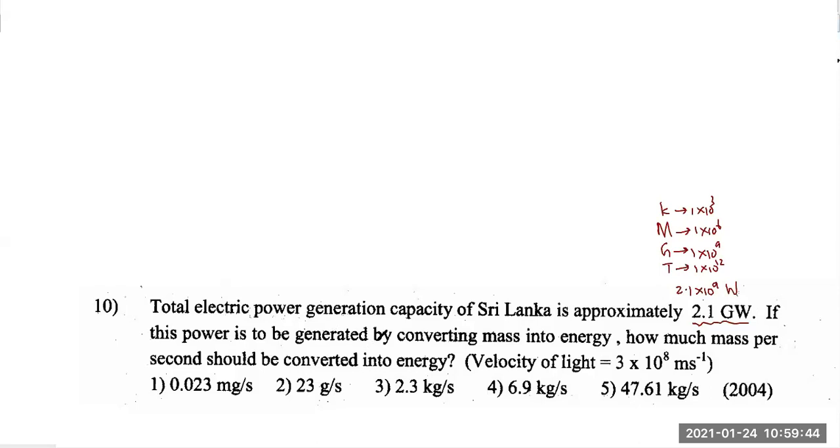If this power is to be generated by converting mass into energy, this is where Einstein comes. When mass is converted to energy, there is something called fission, there is something called fusion. In the sun, fusion happens. Two hydrogen atoms combine to form helium, and during that time, energy is released. And in nuclear reactors or nuclear power plants, fission happens. We will learn about this in grade 13, final lesson.